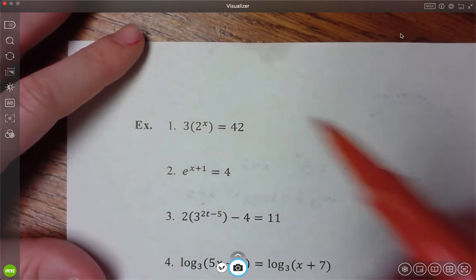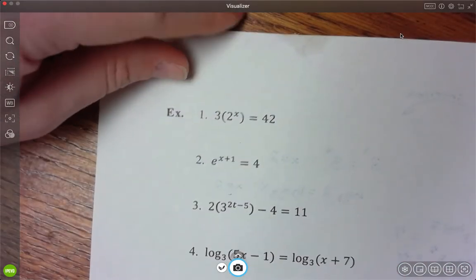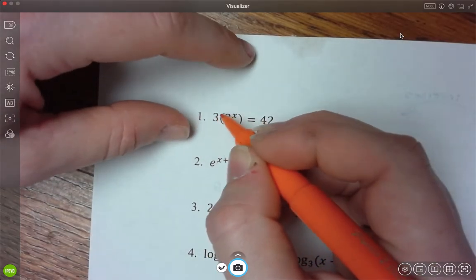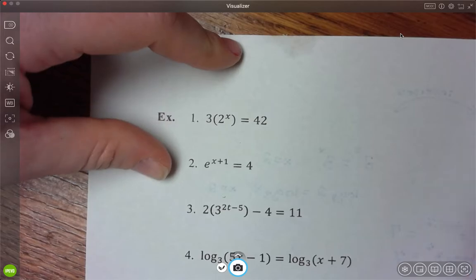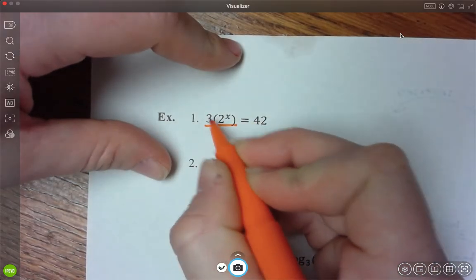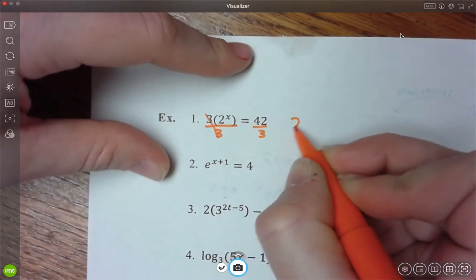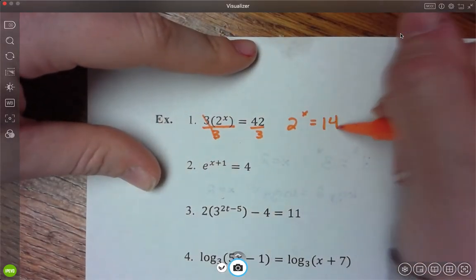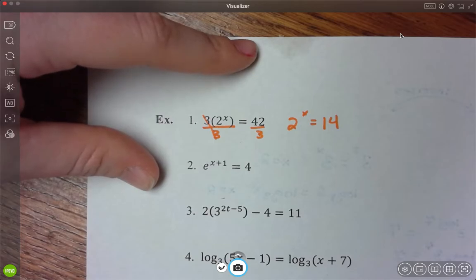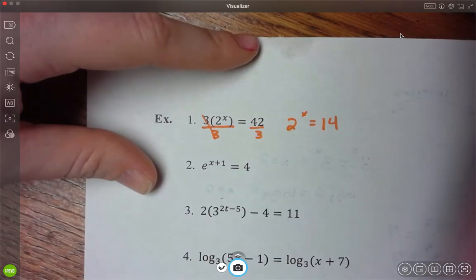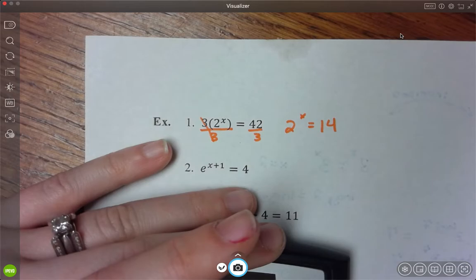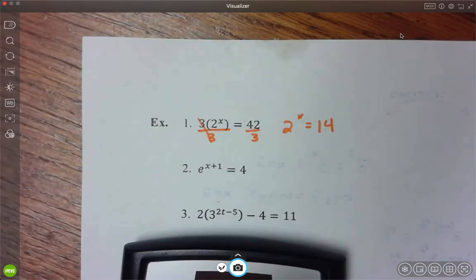Number one, I'm trying to solve for x. What people try to do here is the 3 and the 2, they try to multiply those together, but that doesn't work. What I would do first is divide by the 3. So I would have 2 to the x power equals 42 divided by 3, which is 14. 42 divided by 3, 14. Yes, that's right. So 2 to the x power equals 14.